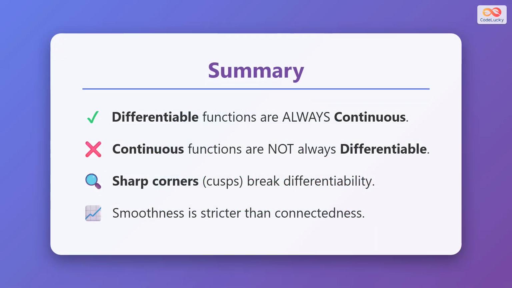To wrap up, remember these key points. 1. If it's differentiable, it's continuous. 2. If it's continuous, it might not be differentiable. 3. Watch out for sharp corners or cusps, as these are the usual suspects where continuity exists but differentiability fails.